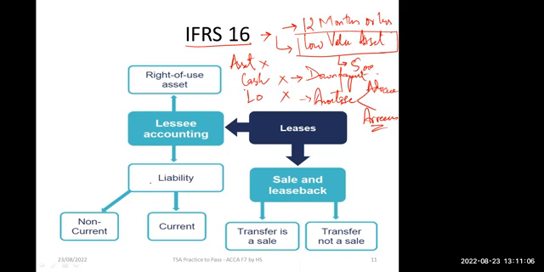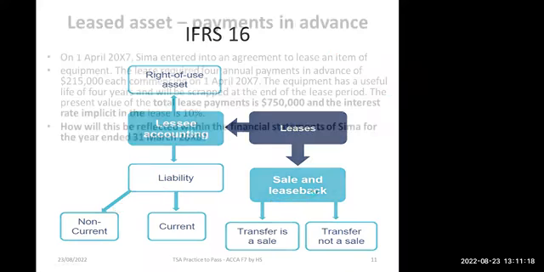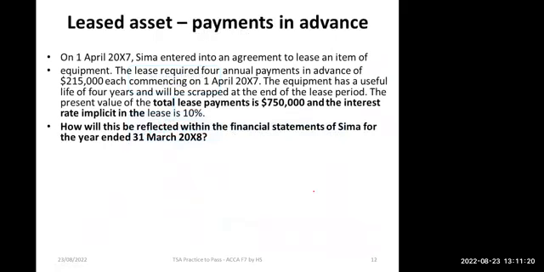Then the closing liability should be split between current and non-current liability. And there is also a topic related to the sale and leaseback that we will discuss later. So right now, we are working on this question in which you are required to calculate the amount that needs to be reported in the financial statements for the year ended on 31st March 2008. Please solve this question.